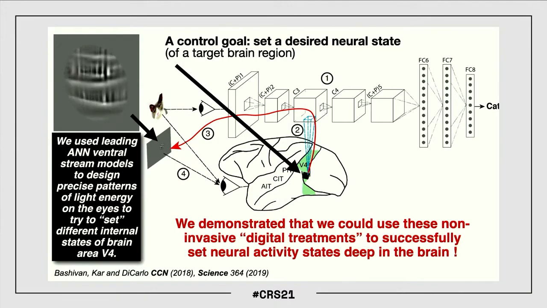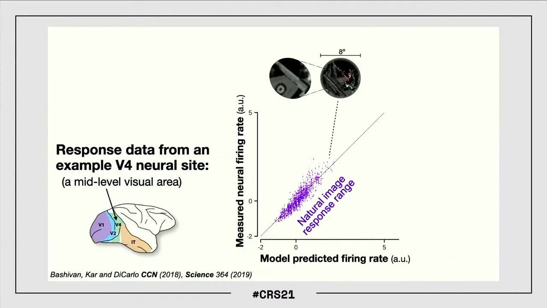And we tested this experimentally, and we demonstrated that you can actually do this quite well. I'll just give you a feel for that here. This is a very simple toy example. On the x-axis is the model predicted firing rate, and the y-axis is the measured neural firing rate of a single V4 neural site, which is a mid-level visual area. Each dot is a visual image, and you see how well the dots line up along the line. What that means is the model is very good at predicting the neural response rate. These are predictions on new images.